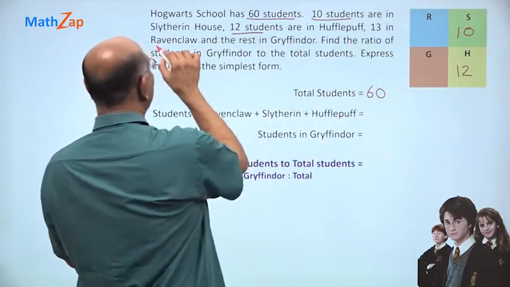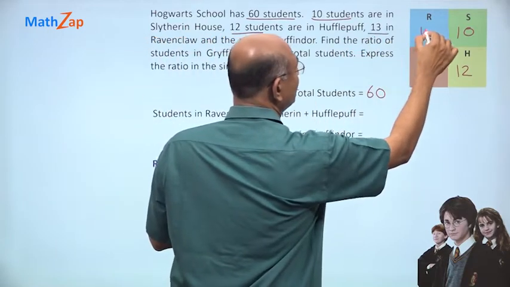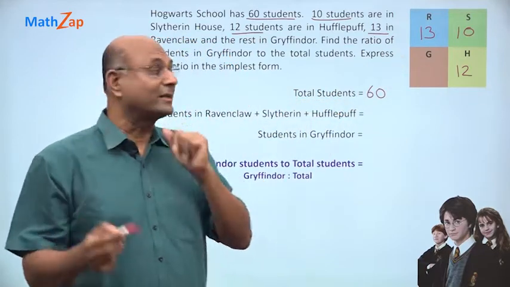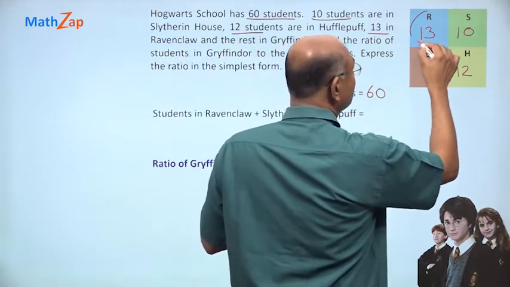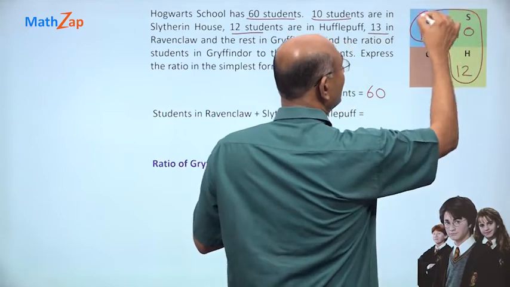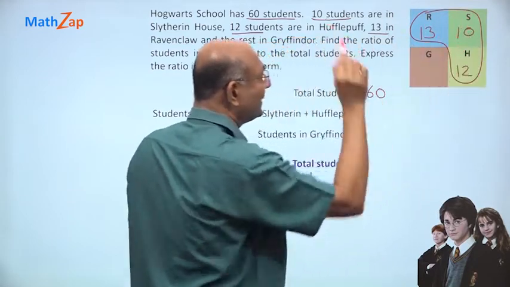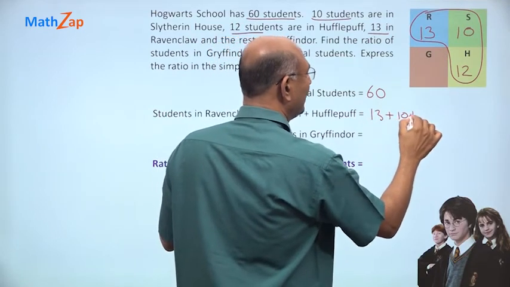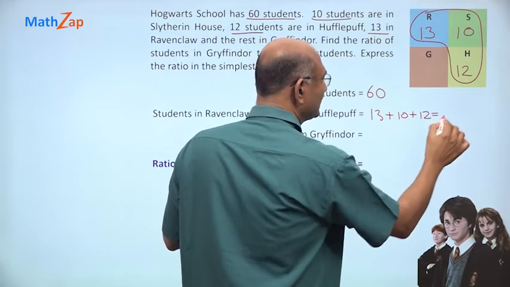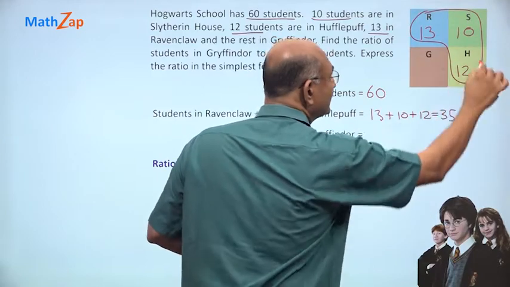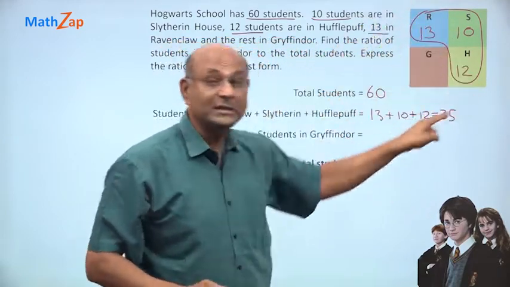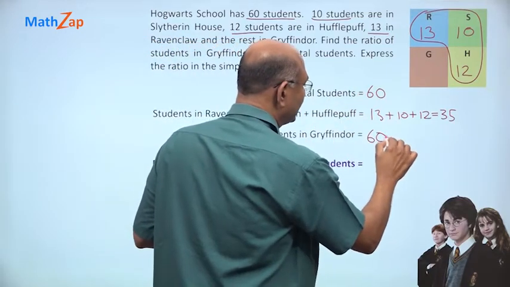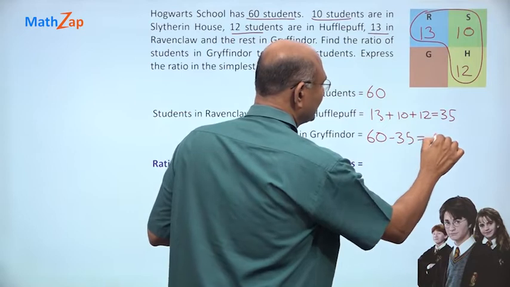And 13 are in Ravenclaw. So 13 students are in Ravenclaw. And the rest are in Gryffindor. We have not been told that. But if I look at this total, what is Ravenclaw plus Slytherin plus Hufflepuff? So that is 13 plus 10 plus 12, which is how much? 35. So this is 35. But the total number of students is 60. So the number of students in Gryffindor must be 60 minus 35, which is 25.